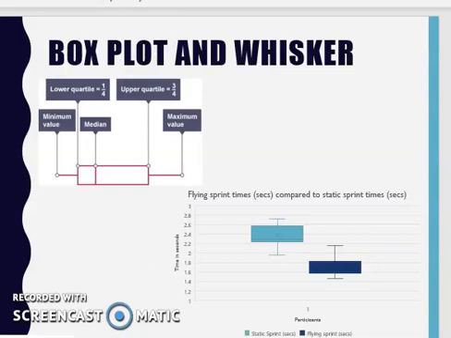Box plot and whisker. A box plot and whisker diagram shows a visual representation of the median and the quartiles of a set of data. To draw a box plot, the following information is needed: the minimum value, lower quartile, median, upper quartile, and maximum value. A box plot can be created from a list of numbers by finding the median and the lower and upper quartiles. To find the lower quartile, if there were 11 numbers, 11 plus 1 divided by 4 equals the third number. The lower quartile will be the third number, and the upper quartile is the ninth number.